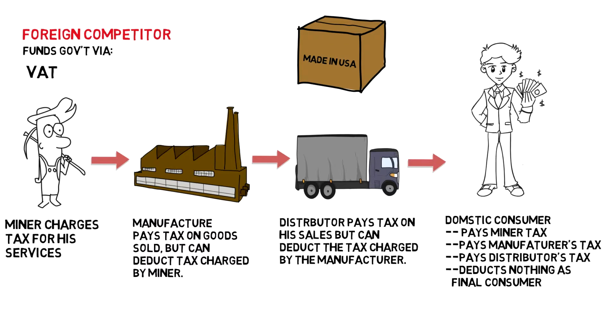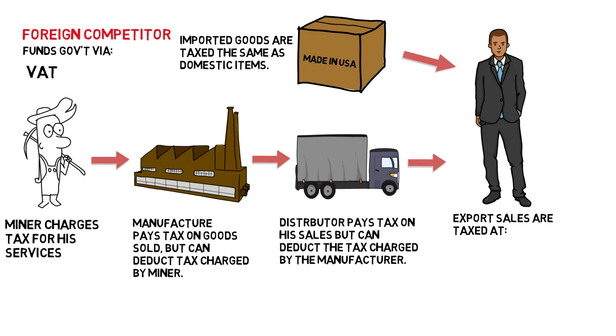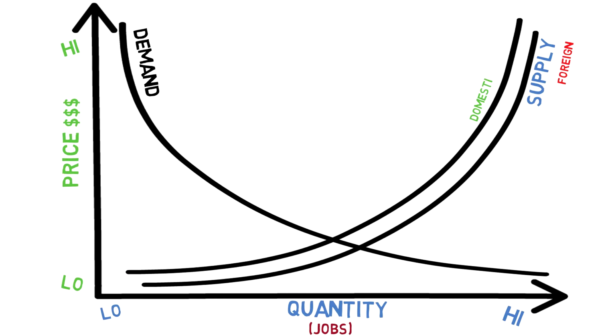Import goods share the same tax burden as domestically produced goods, thus giving equality. Now transform the domestic buyer into an export buyer, and his sales are taxed at zero, giving the foreign competitor a significant competitive advantage. Now let's take a look at domestic supply.